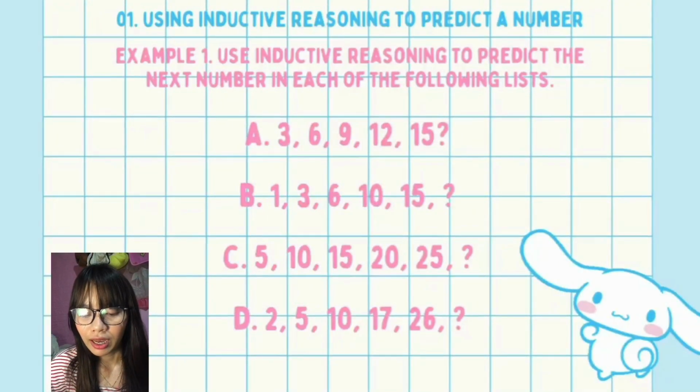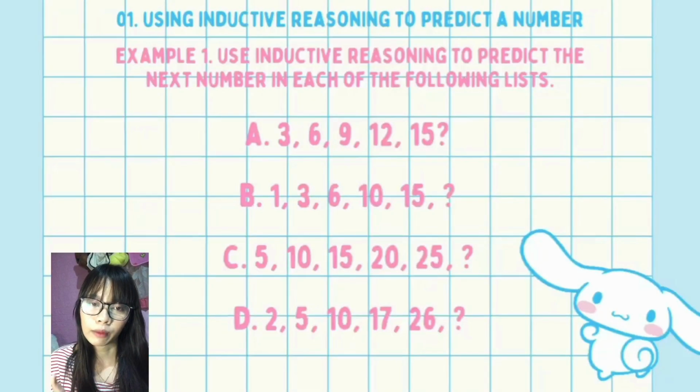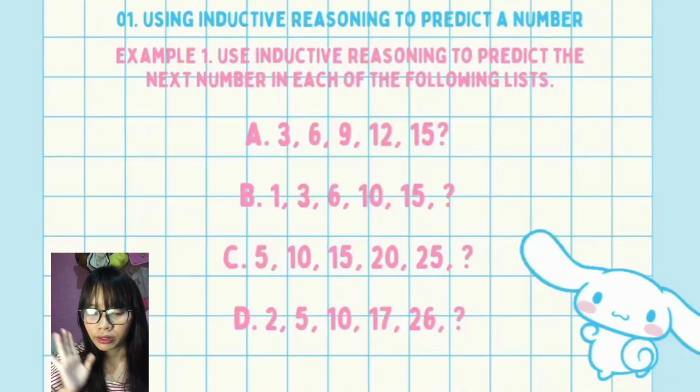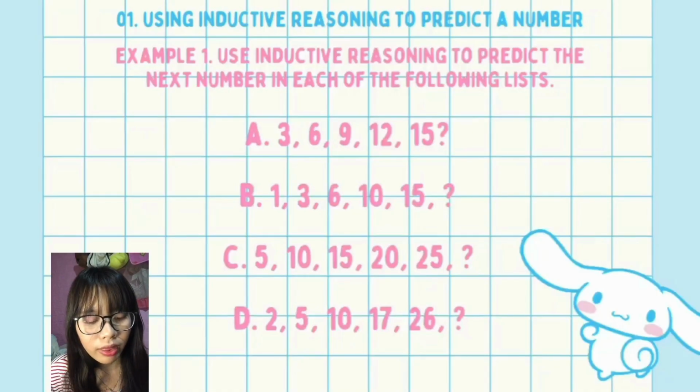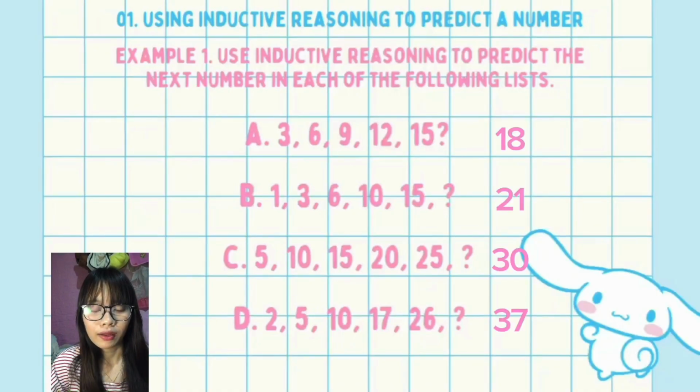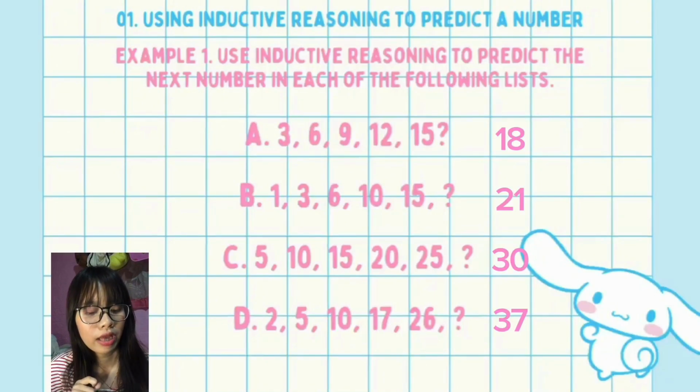In the use of inductive reasoning, let us predict the next number in each of the following lists. Sa letter A, we have 3, 6, 9, 12, and 15. So, understandable naman na ang kasunod niya ay 18 since ang dinagdag natin bawat number ay 3. Then, sa letter B, we have 1, 3, 6, 10, and 15. So, sa inductive reasoning kasi medyo tricky yung mga questions niya or yung kasunod na number.